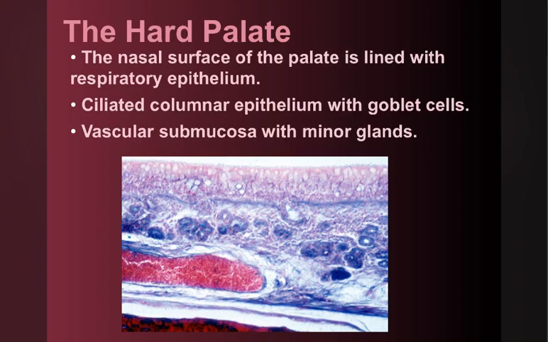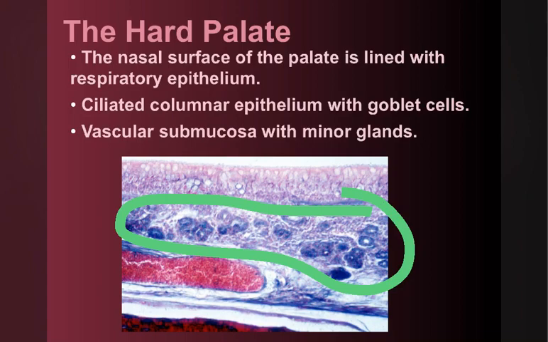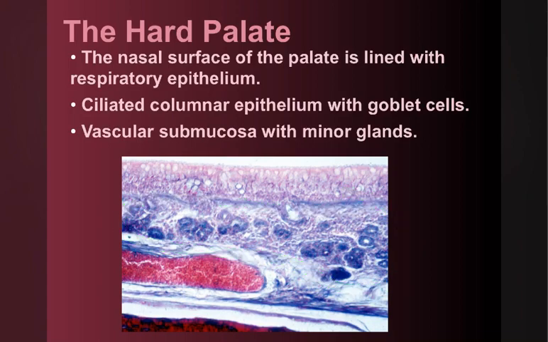Nasal surface of the palate is lined with respiratory epithelium. It's ciliated columnar epithelium with goblet cells. We have vascular submucosa with minor glands. The minor glands are mainly located in the lamina propria, and the large blood vessels are mainly located in the submucosa.